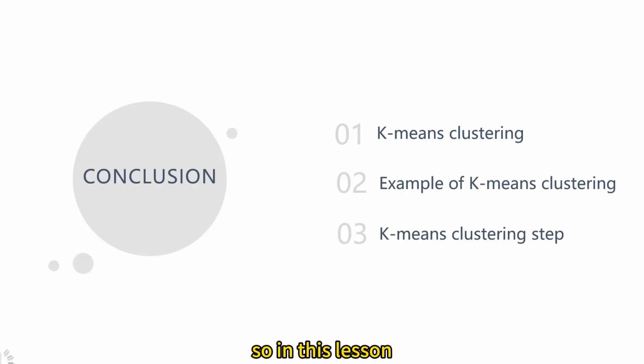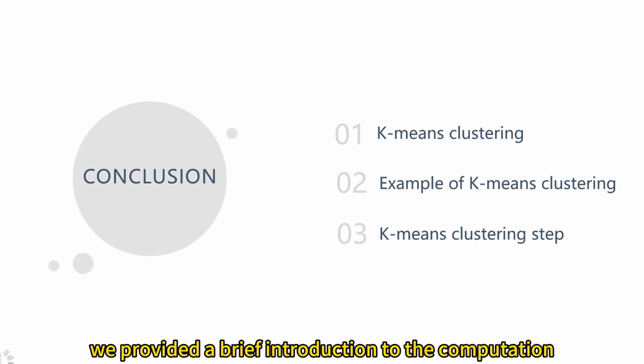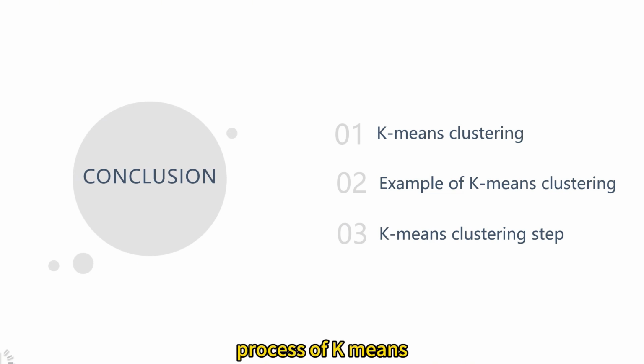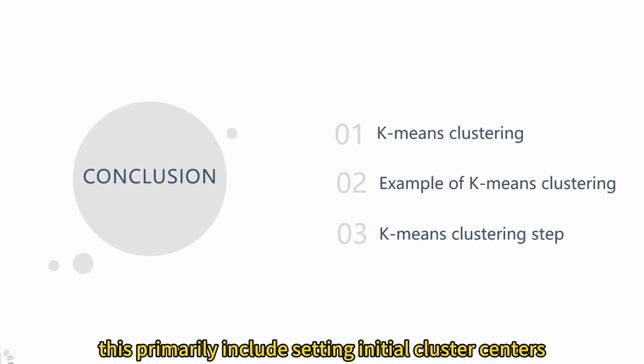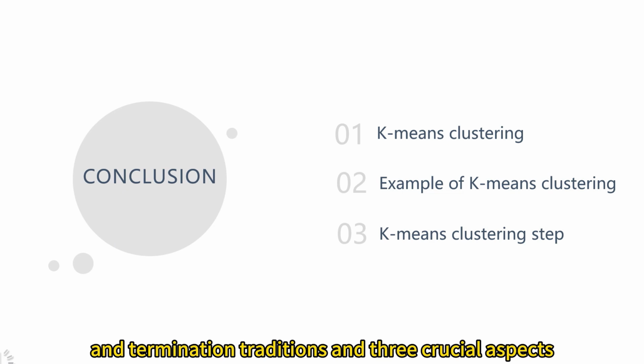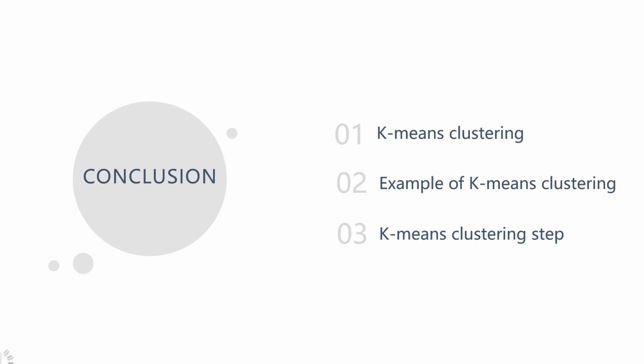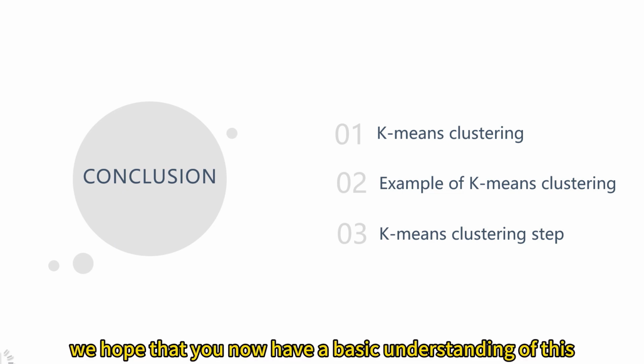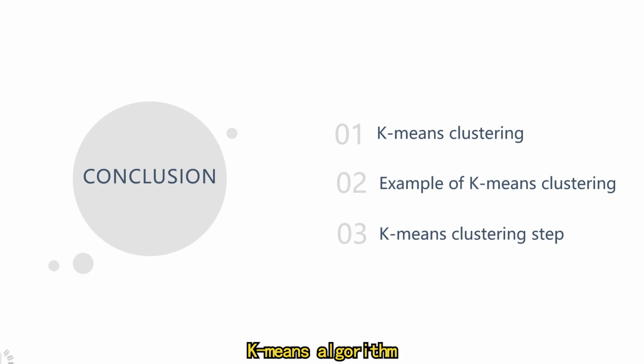So, in this lesson, we provided a brief introduction to the computation process of K-means. This primarily includes three crucial aspects: seeding initial cluster centers, the iterative process, and the termination conditions. We hope that you now have a basic understanding of the K-means algorithm.